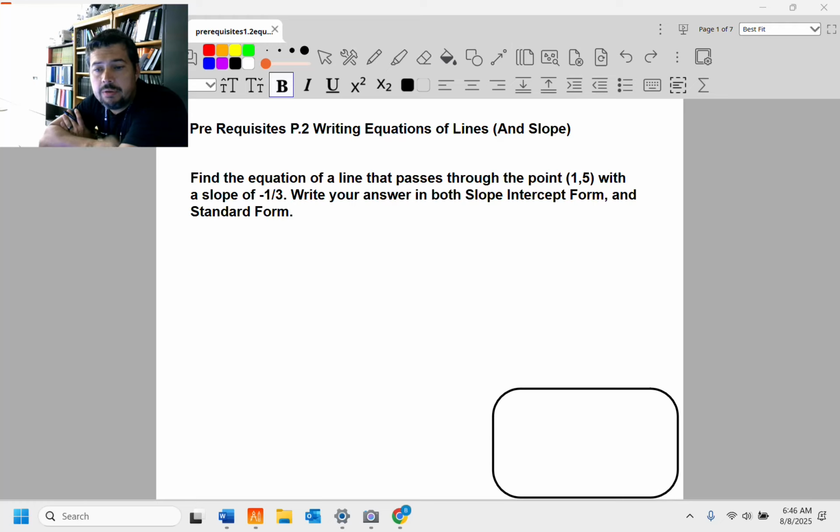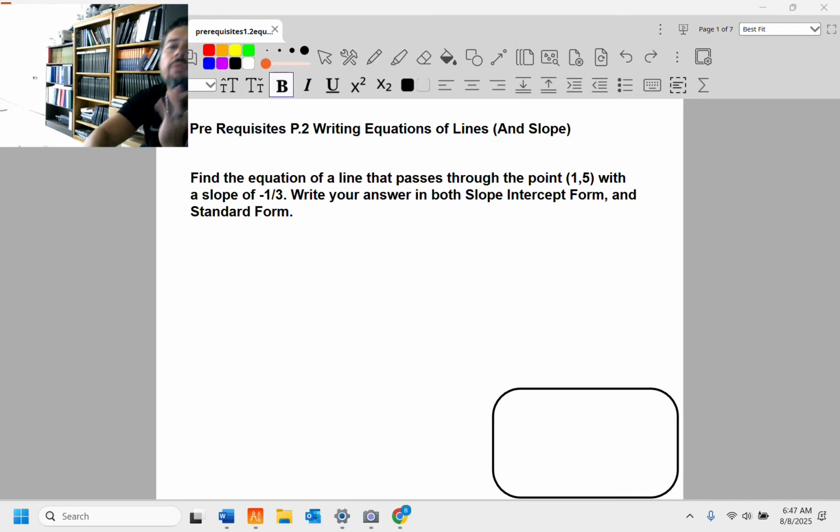Alright, so we got another one of our prereq skills here. It's more writing equations of lines, and there's some slope in here. So this first question here is find the equation of a line that passes through the point 1, 5 with a slope of negative 1/3. Write your answer in both slope intercept form and standard form.